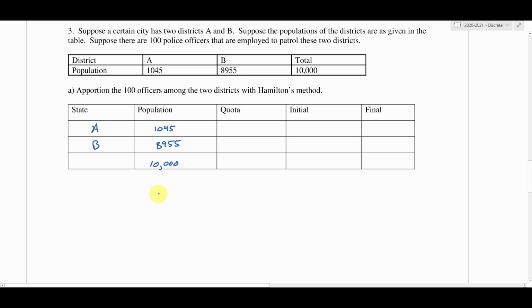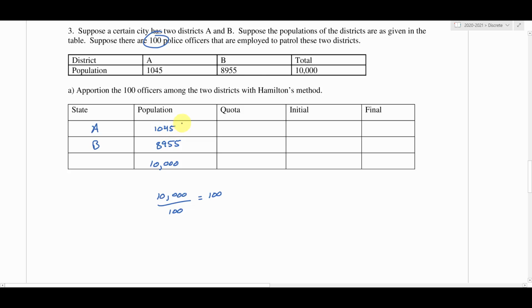So I'm going to calculate my divisor, right? We take that 10,000 and we divide by the number of police officers that we have hired, so that's going to be 100. So when I divide those two, we should get a divisor of 100. Each police officer should essentially be responsible for patrolling 100 people. That's what that is telling us.